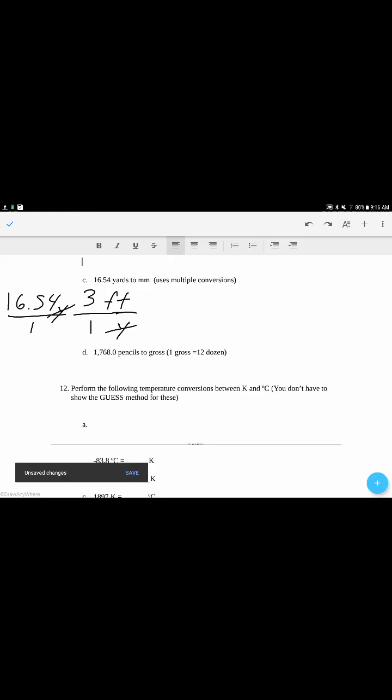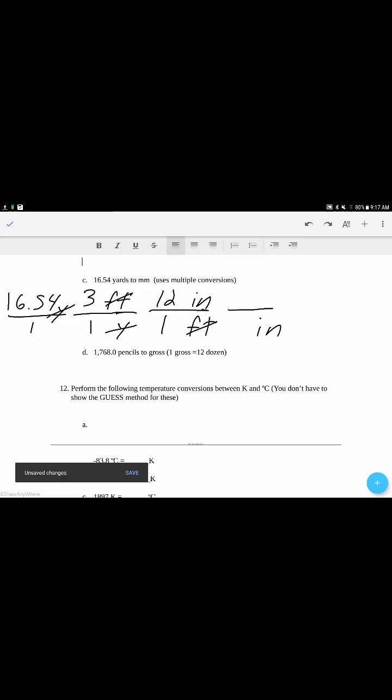Yards cancels out. We're left with feet. That's not where we want to be. So we do another conversion factor. Feet on bottom. Not really a good feet to millimeter conversion factor, so we're going to do inches. There is 12 inches in 1 foot. Feet cancel out. We're left with inches. It's, again, not a good conversion factor. I'm sorry, I'm skipping ahead. Inches on bottom, or that's what I meant to say.